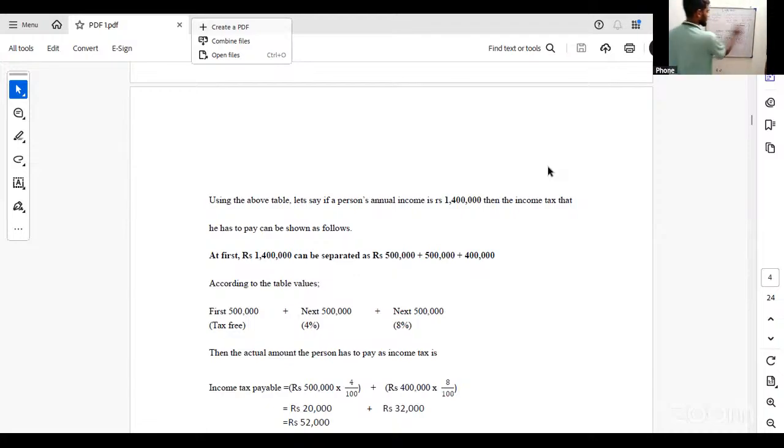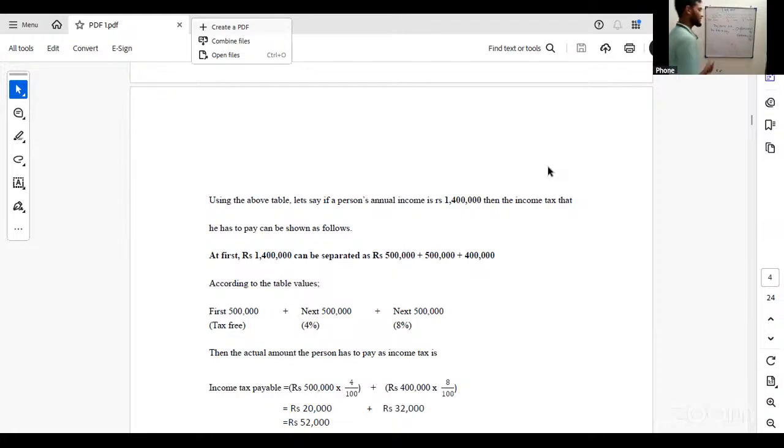So the total tax he has to pay is, now this first 500,000 is 0. Why? Because he doesn't have to pay that. For this one, he has to pay. The first 500,000 is free. For the second 500,000, you have to pay a 4% tax. So 500,000 into 4%. Then for this category, he has 400,000, which is in the category of the next 500,000. He has to pay 8% tax.